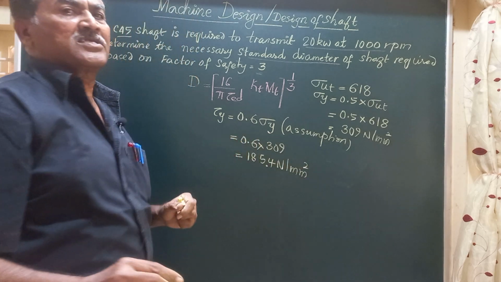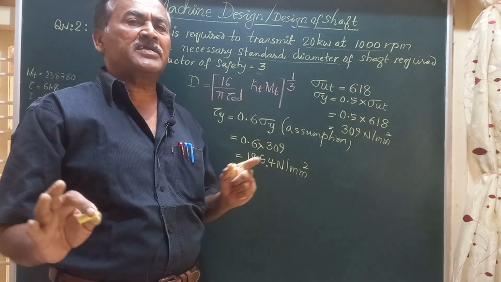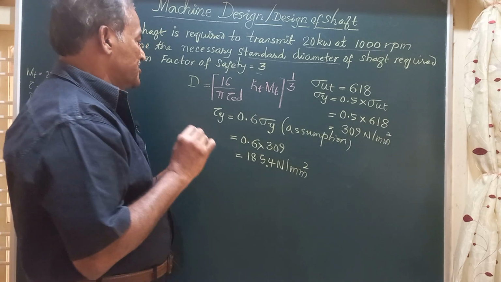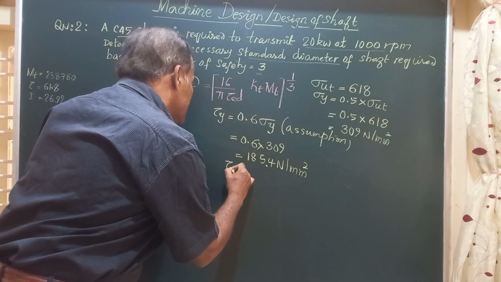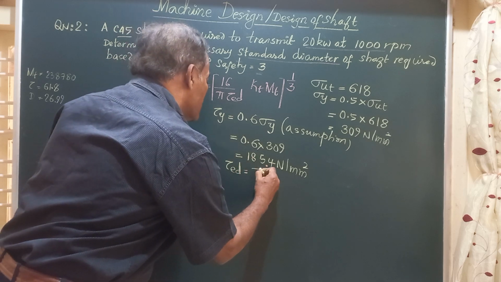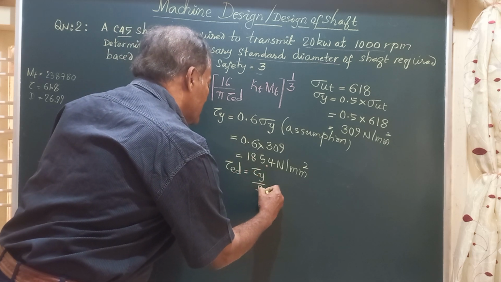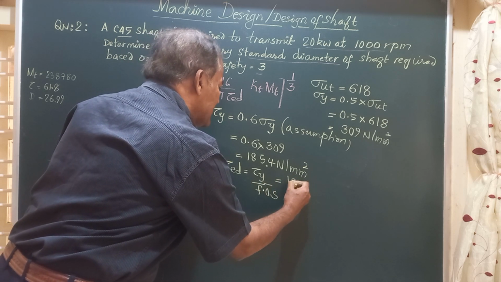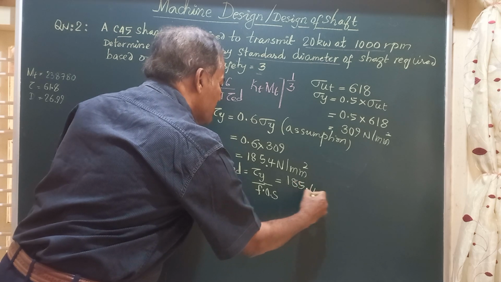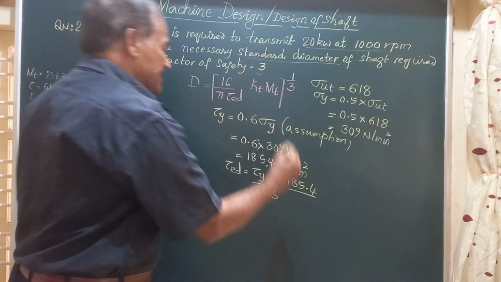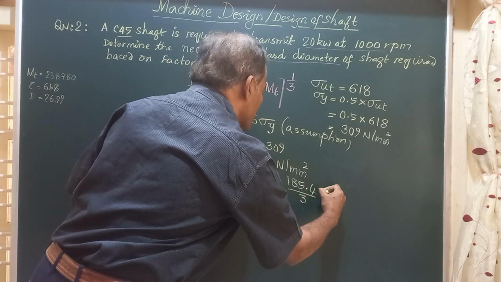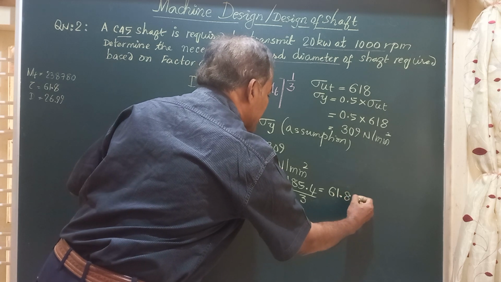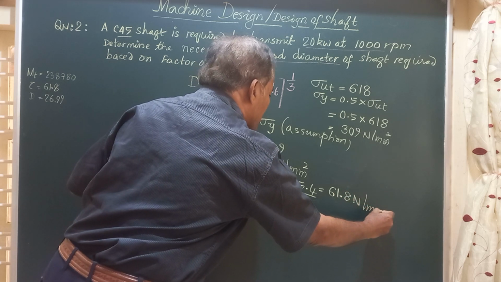This tau y is the yield shear stress, but we are not interested in yield shear stress. We want design shear stress or permissible shear stress. So this tau vd, the design shear stress, is equal to the yield value divided by FOS. FOS is factor of safety. So this is 185.4 divided by factor of safety 3. So this works out to 61.8 Newton per mm square.